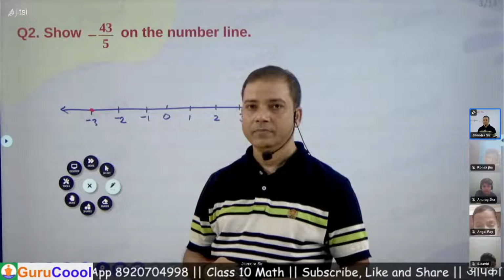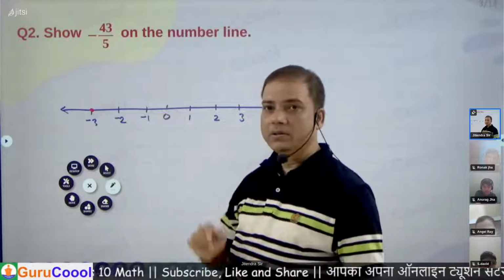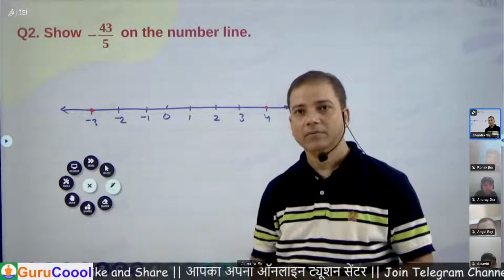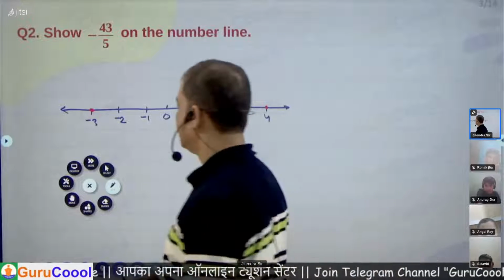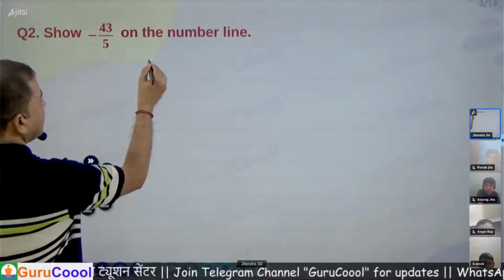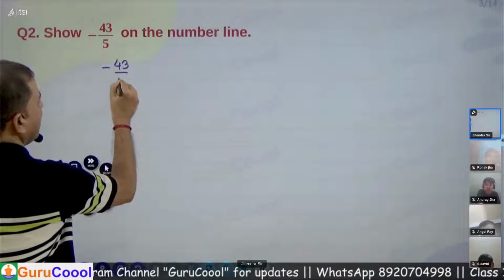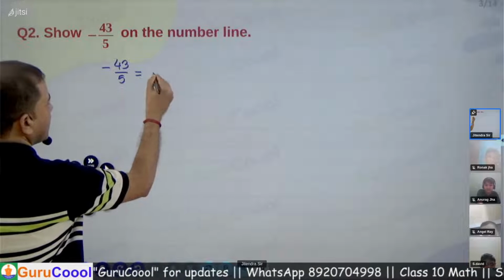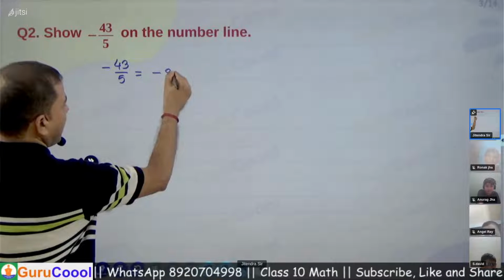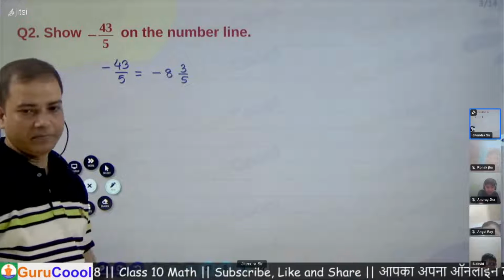We have to find this negative number on the number line. Of course, that should be on the left side, correct? First of all, we will change it into a mixed fraction. Minus 43 by 5 means minus what? Minus 8 and 3 by 5, sorry, minus 8 and 3 by 5.